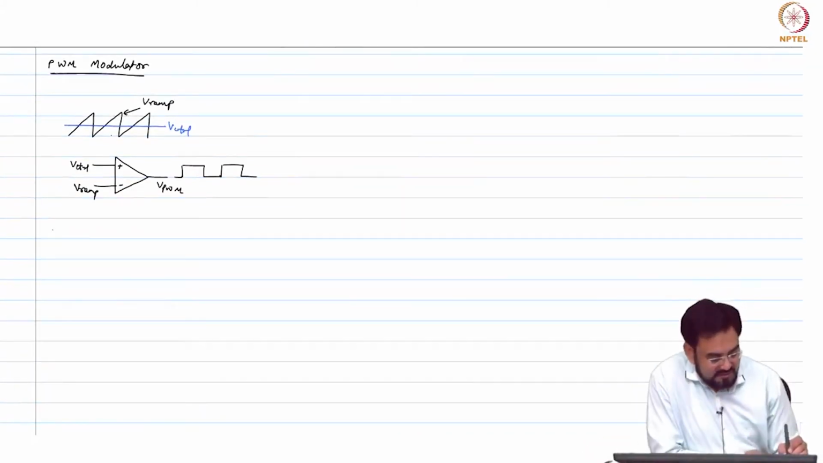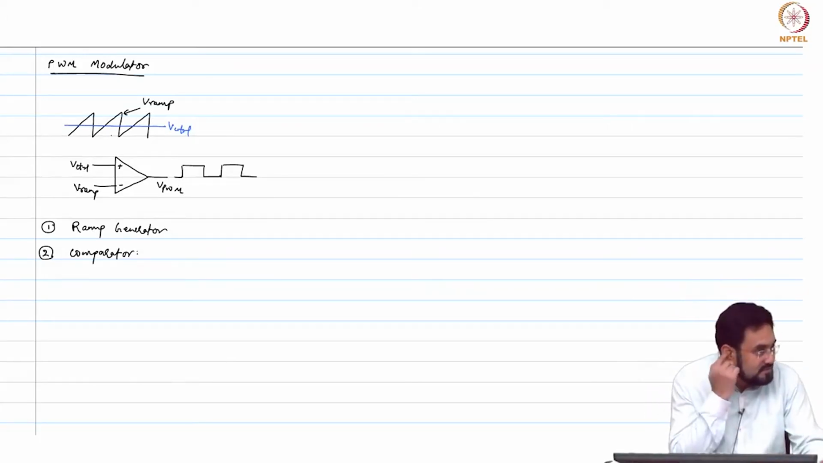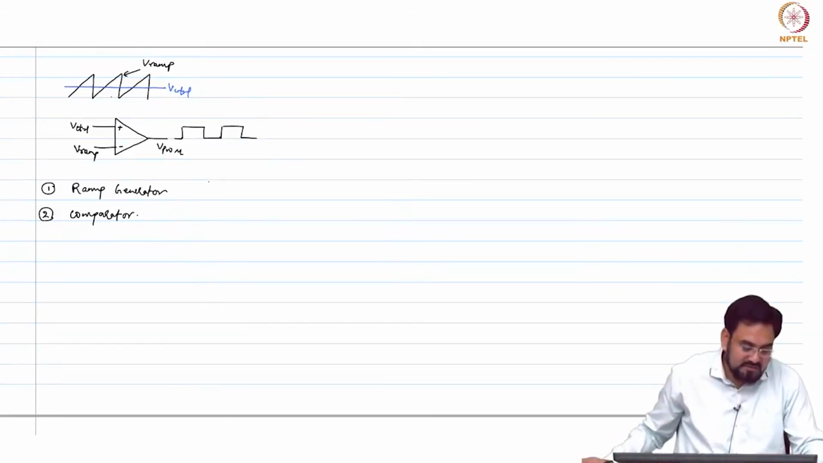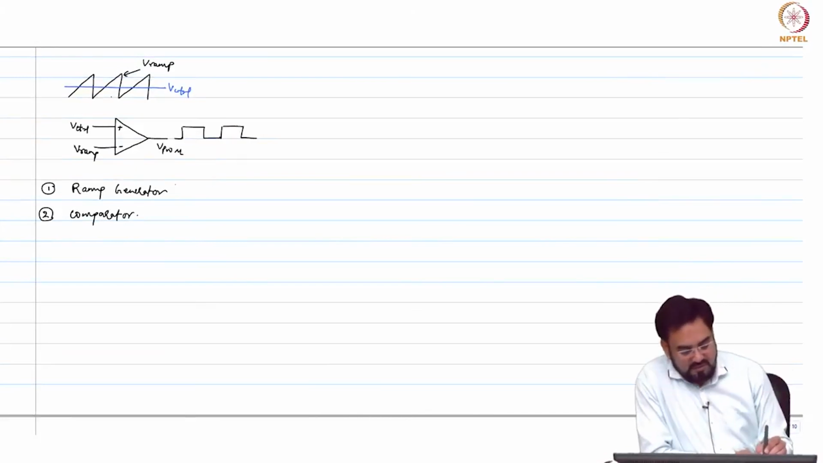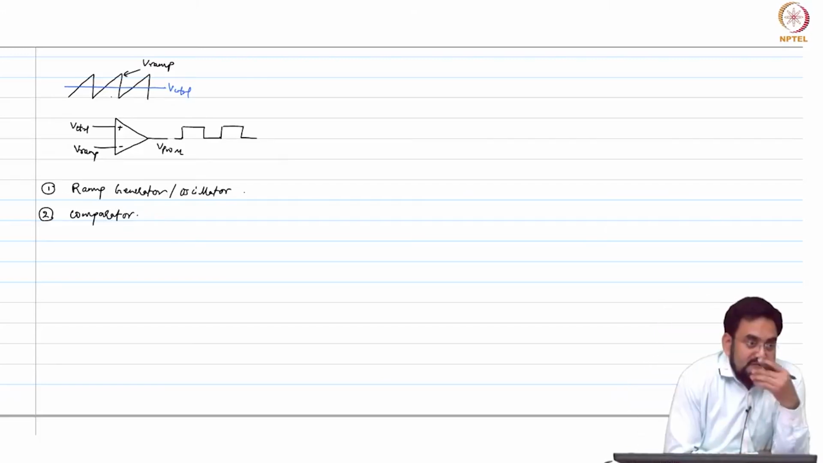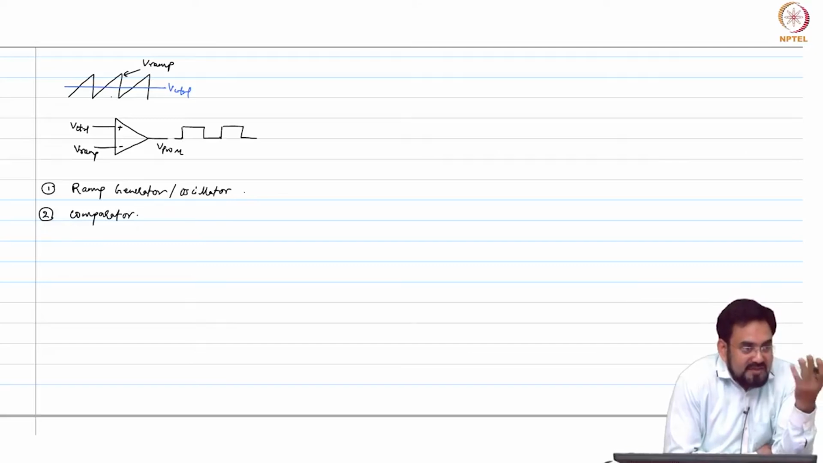So, what do you need? You need a RAM generator and a comparator. These two modules you require. If you already have the clock, then you can generate RAM from that. If you do not have the clock, then you need an oscillator. You can design the oscillator itself to give you the RAM directly.